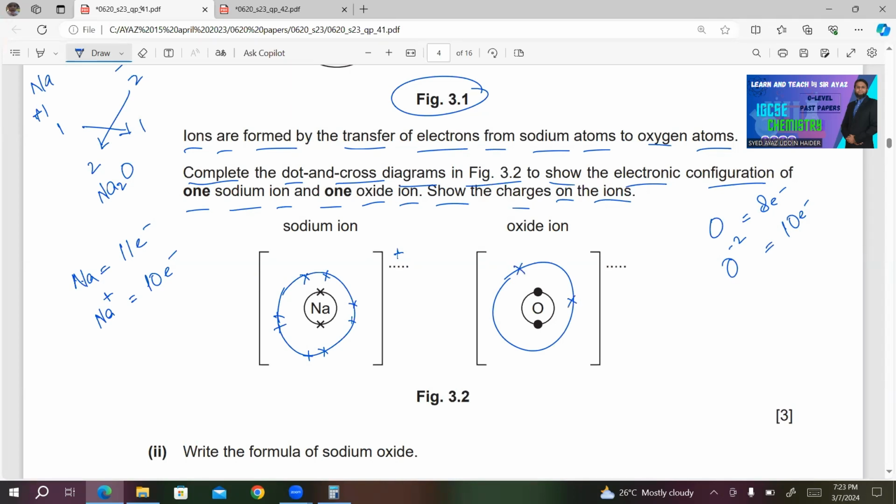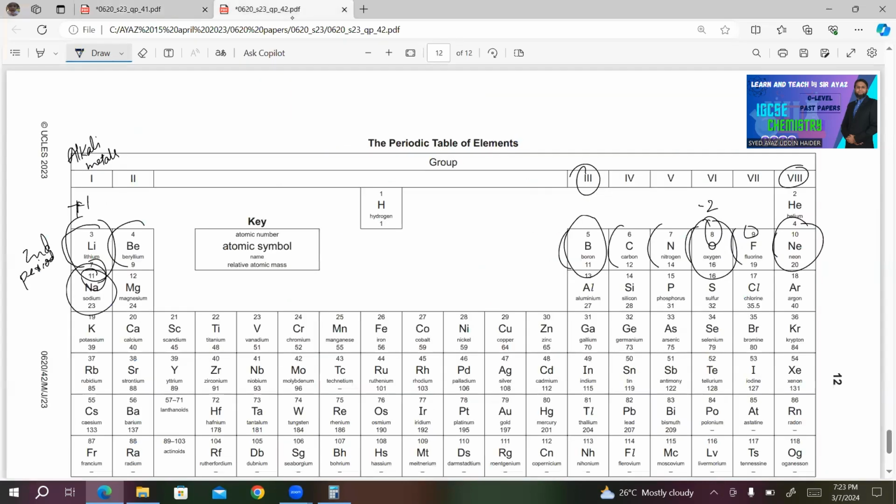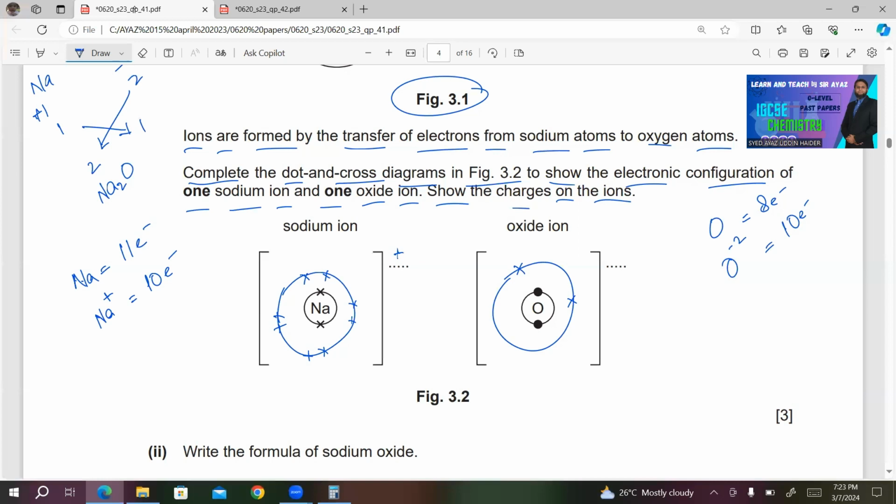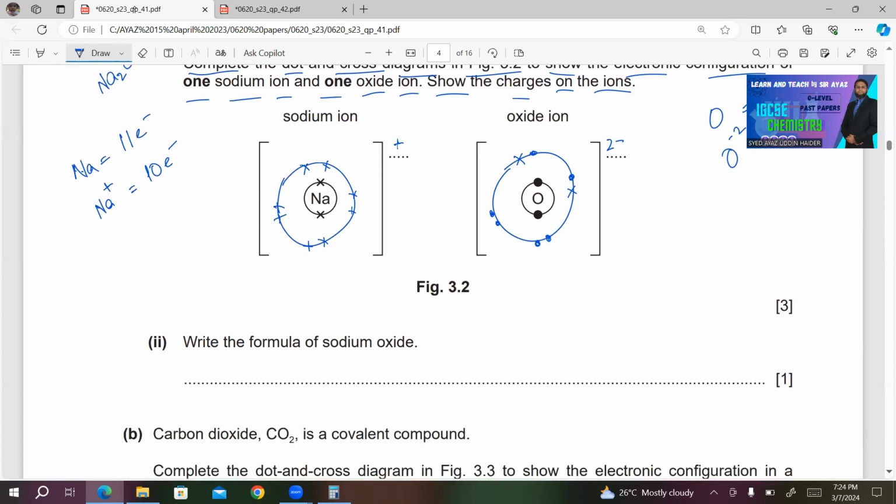Now let's show the valence electrons of oxygen. Look at the group number again, group 6. It must be 6 valence electrons for oxygen. 1, 2, 3, 4, 5, 6. So I will write 2 minus here. It has gained 2 electrons, and therefore it will acquire a 2 minus charge.